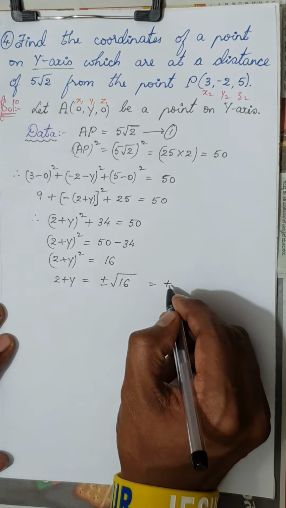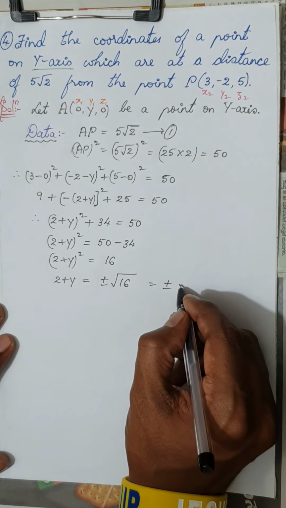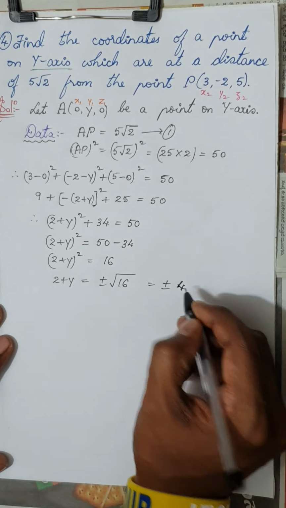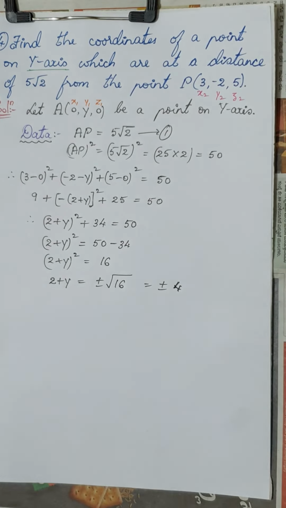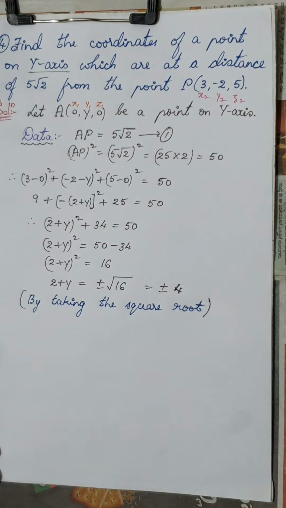We know that this is nothing but plus or minus 4, because 4 square is 16. Understood? How do we get this? By taking the square root. So look at the equation.